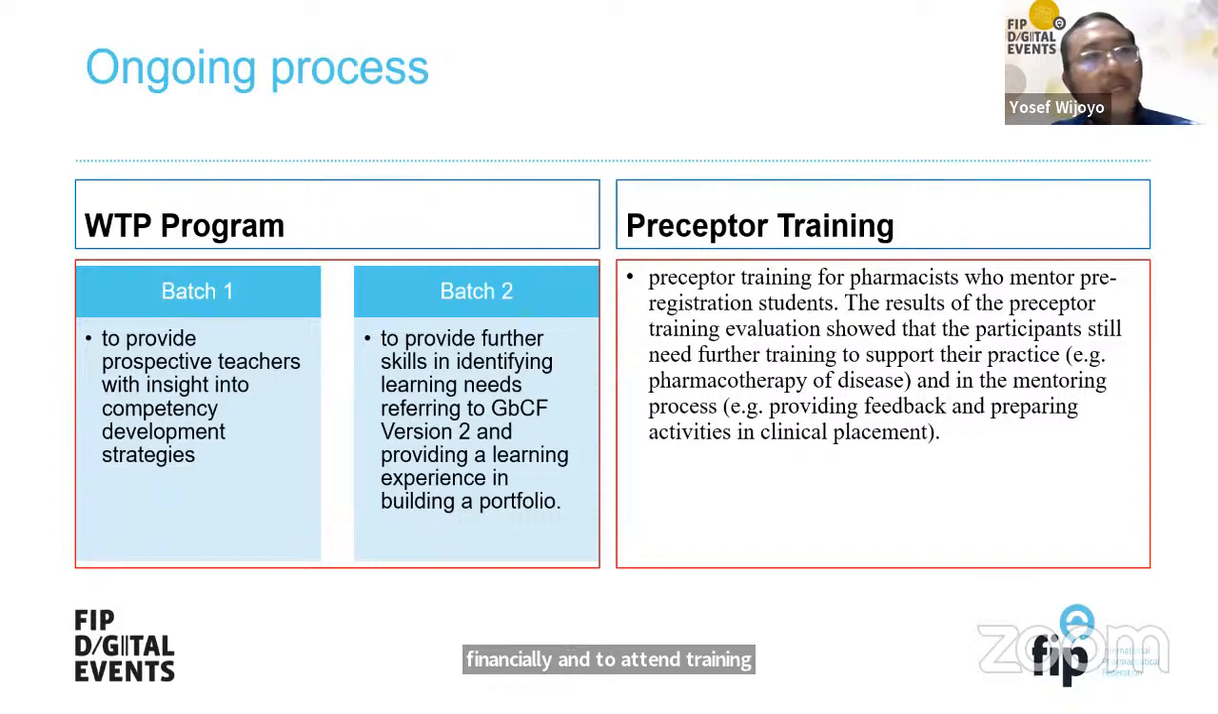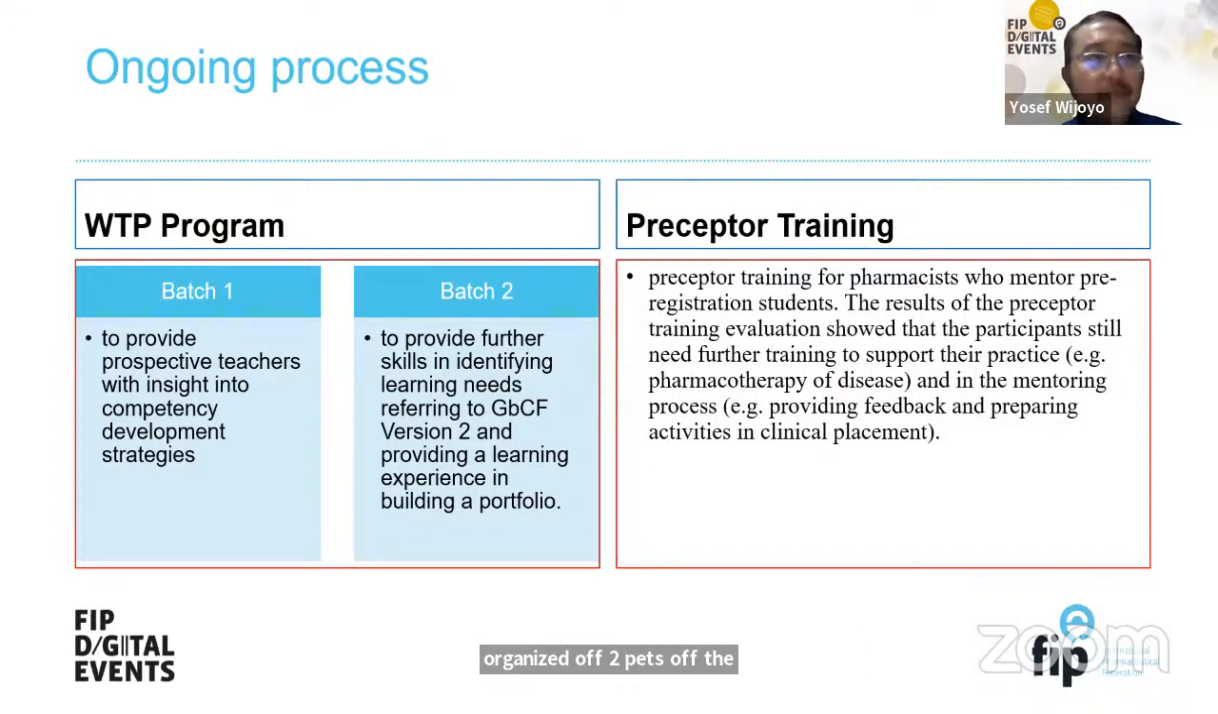AI also to realize the foundation training. In 2019, IAI in collaboration with FIP initiated a workforce transformation program. Until 2021, the WTP team has organized 2 batches of the trainer program.